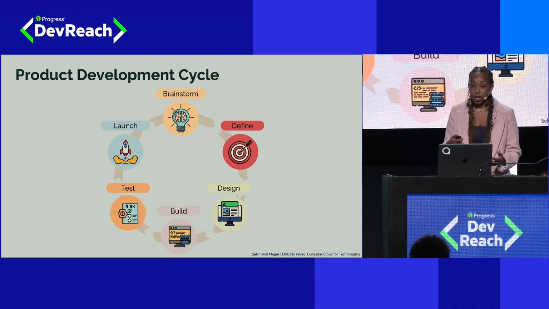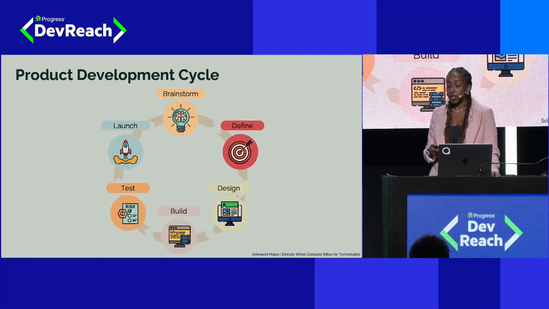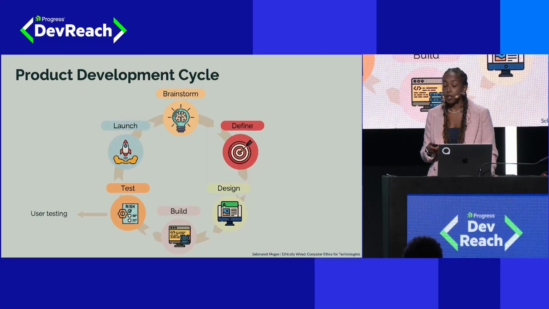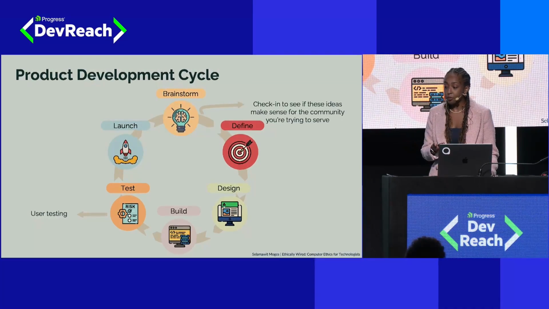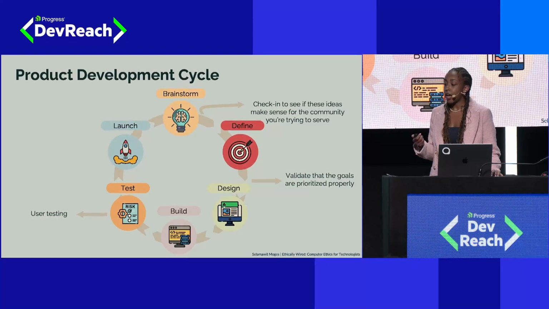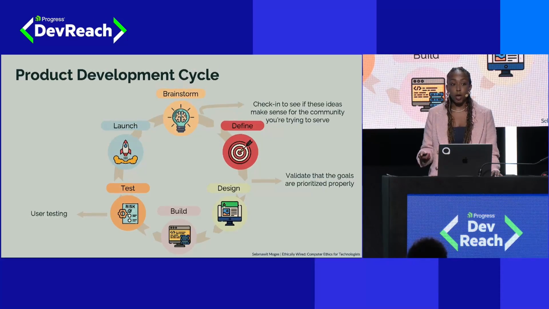Now, most of the time, when we're actually creating products and incorporating these non-traditional experts, we recruit them in the user testing phase. But I argue that there are actually other components in the product development cycle where you can incorporate them, starting from the top. After the brainstorming session, check in to see if these ideas make sense for the communities you're trying to serve.